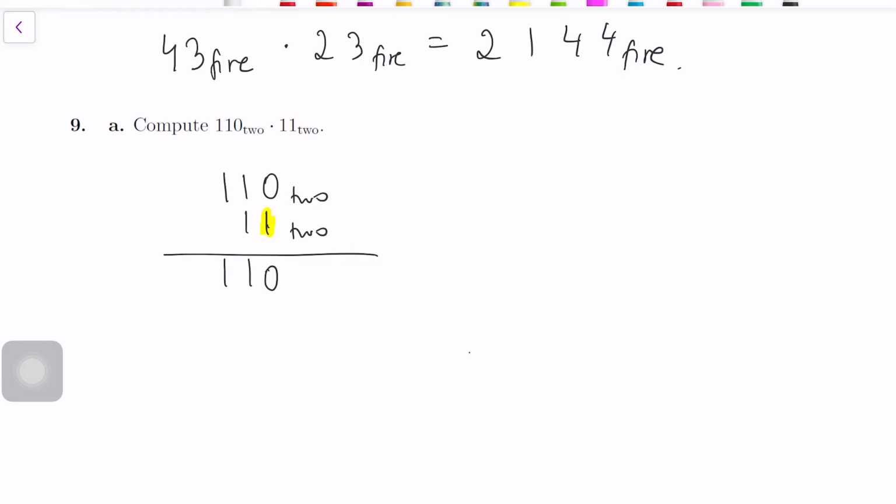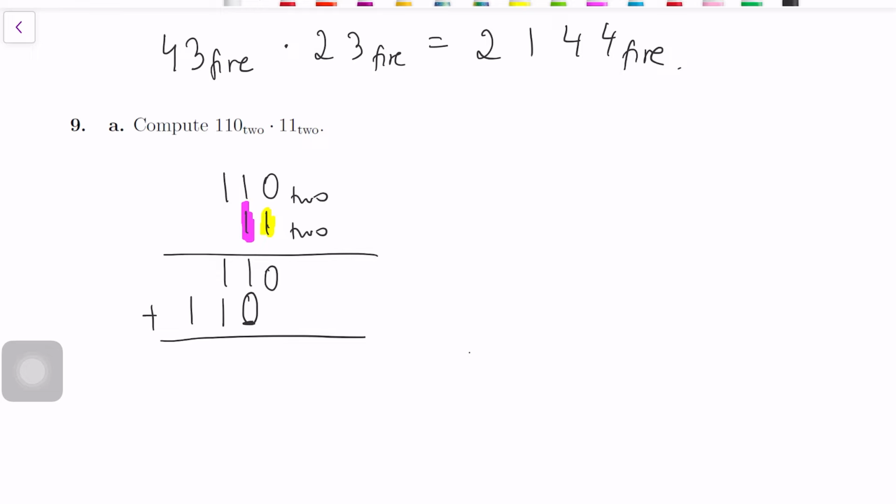Then we multiply by longs, right? So to indicate we multiply it really not by 1 but by 10, we're going to move one position over here. So 1 times 0 will be 0. 1 times 1 will be 1. And 1 times 1 will be 1. Okay?